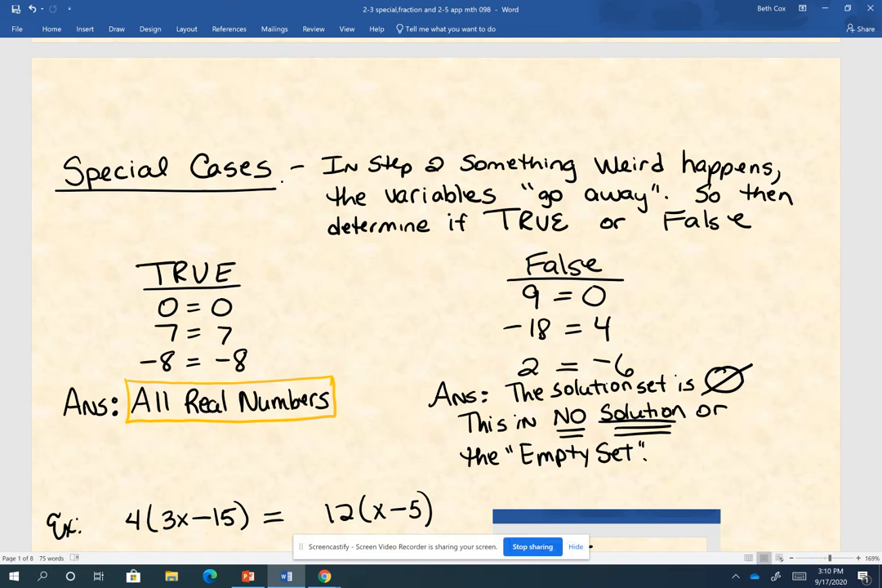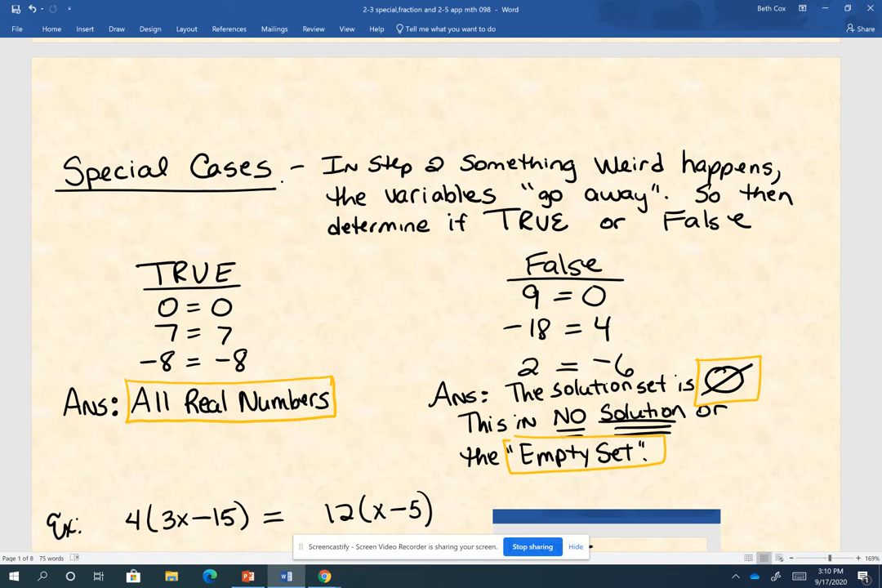What that means is when we're looking for the x that works, there are a ton of x's that are going to work. As a matter of fact, all numbers, when replacing the x, are going to produce a true statement. And then when we get a false, like 9 equals 0, or negative 18 equals 4, or 2 equals negative 6, then we have what we call no solution, or the empty set. The empty set is right there. That's the symbol for empty set.